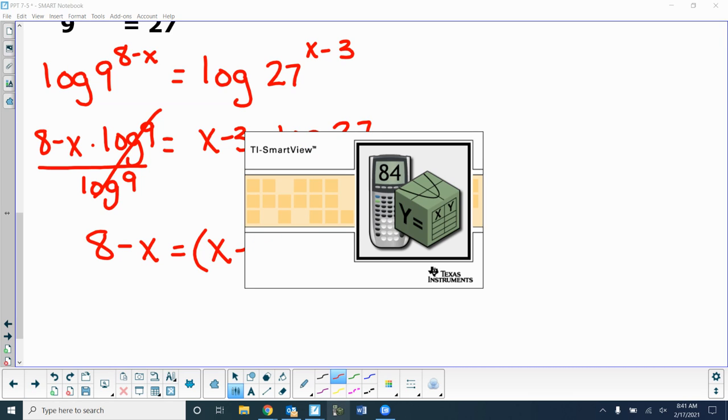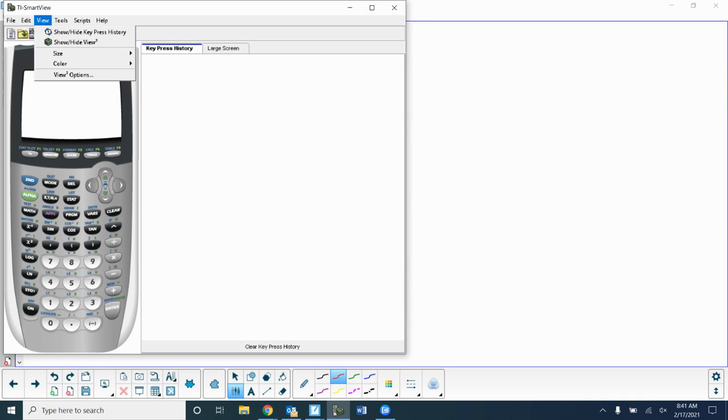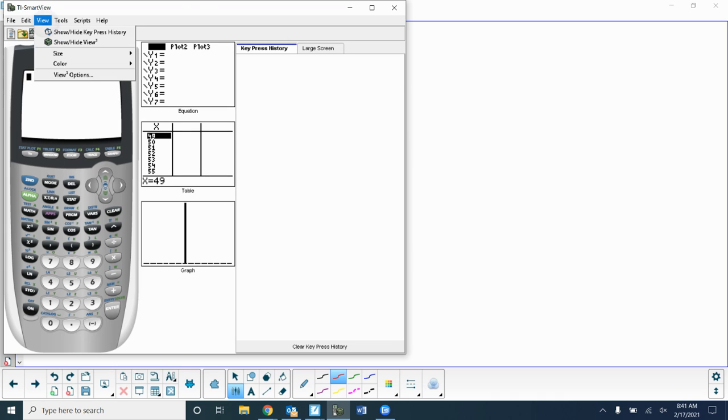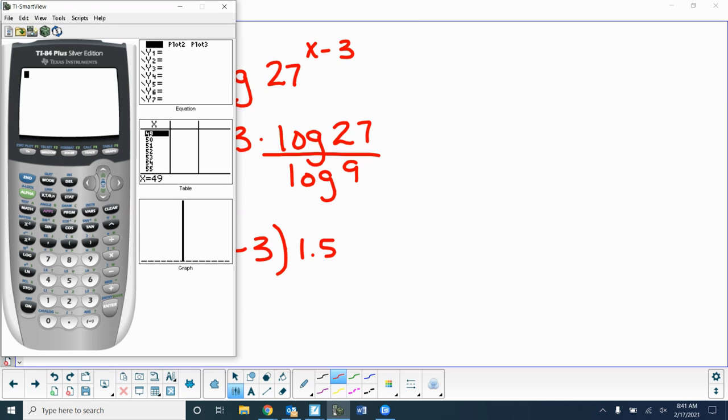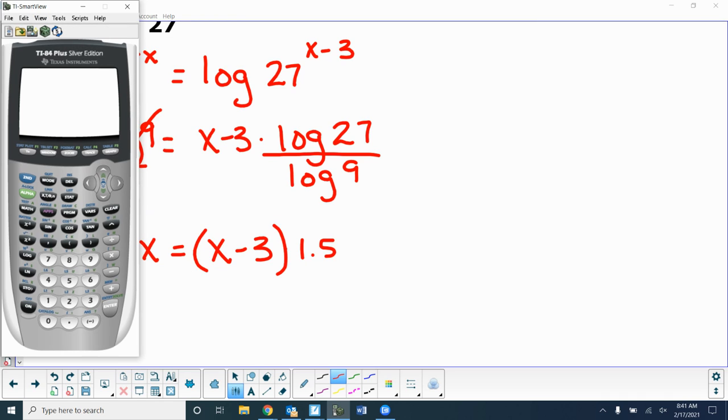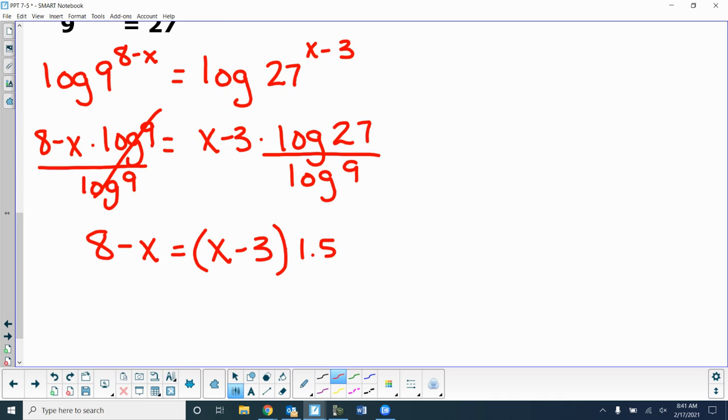Let me check. Remember, when you put log in, it gives you that left parenthesis. When you put 27 and close it off, remember to do that. I think some of you might have forgotten that on your quiz if you messed up. And then log of 9, close it off, all right? All right, so there's our 1.5. Just wanted to show you how I got that.